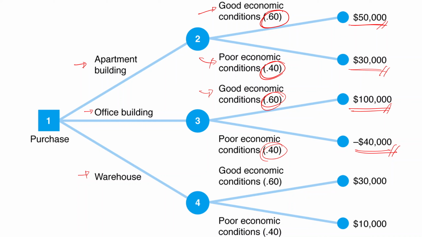Now, if you choose a warehouse, there is a 60% chance that the economic conditions are good and 40% chance that the economic conditions are poor. And with that, if the economic conditions are good, you might earn 30,000, or if the economic conditions are poor.